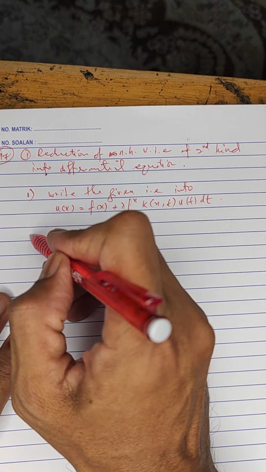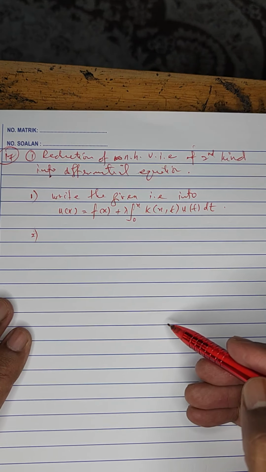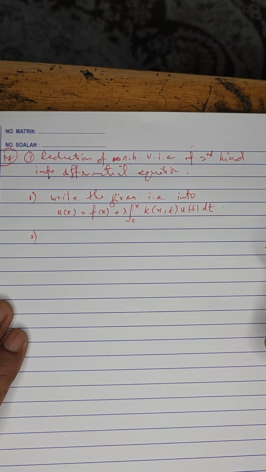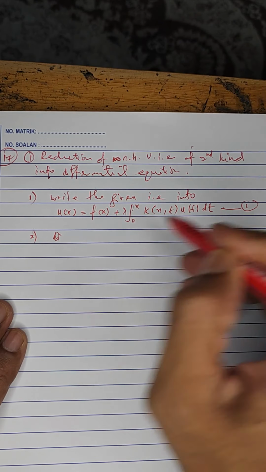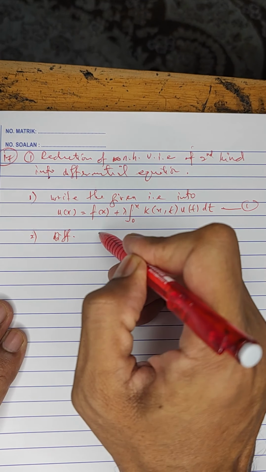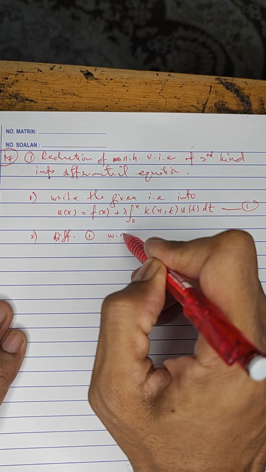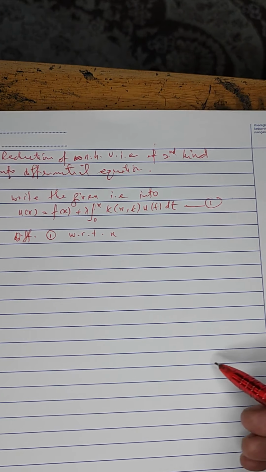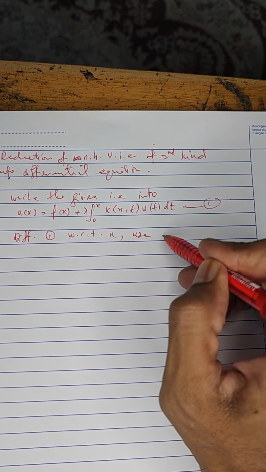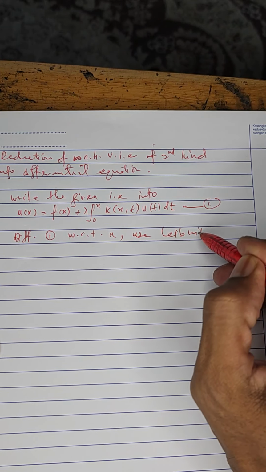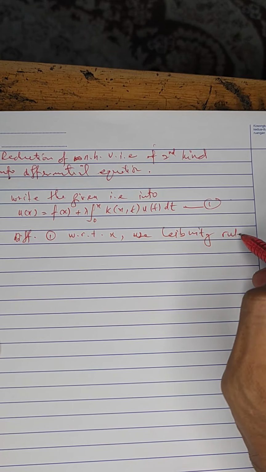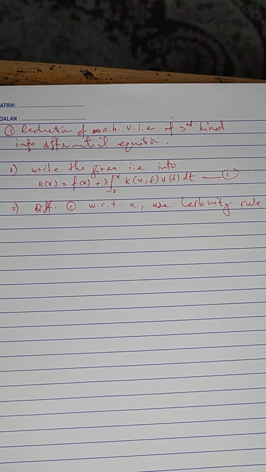Okay, the second thing is that we use the Leibniz rule, differentiate. Let's call this equation 1. Differentiate 1 with respect to x. Here we use the Leibniz rule. So what is the Leibniz rule? Let me write it down here.